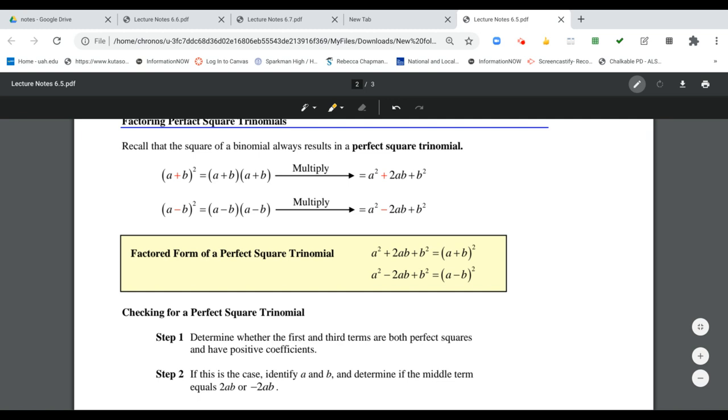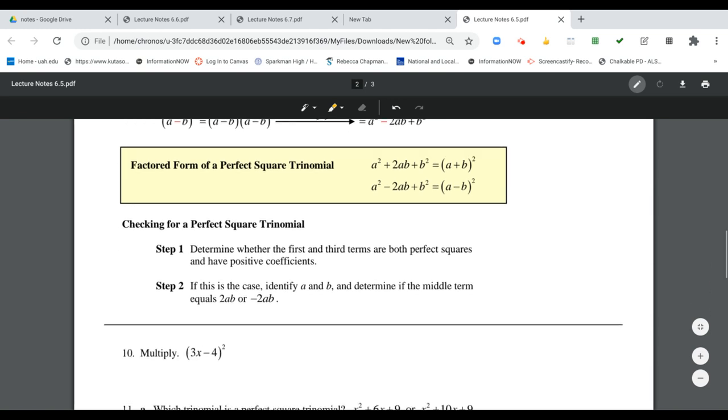Now, perfect square trinomial factoring, you can try to learn the trick if you want, or you can just factor it the way we did in the previous section.